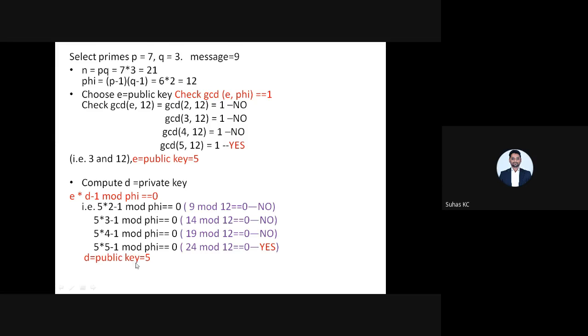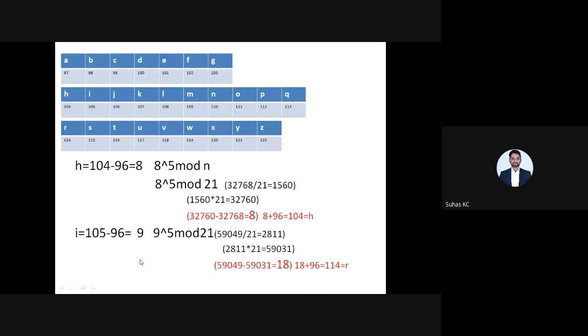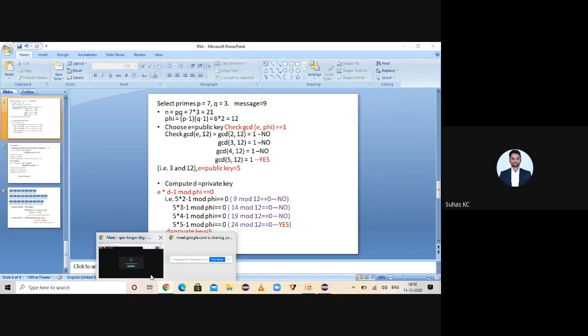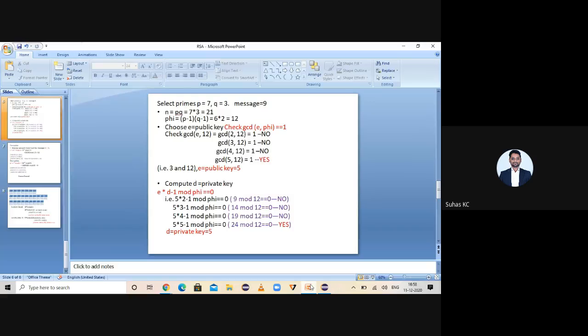So your private key, that is your D, is taken as 5. By this you got your public key as 5 and your private key also as 5. Now you need to go for encryption and decryption. So how do you do that is again here.